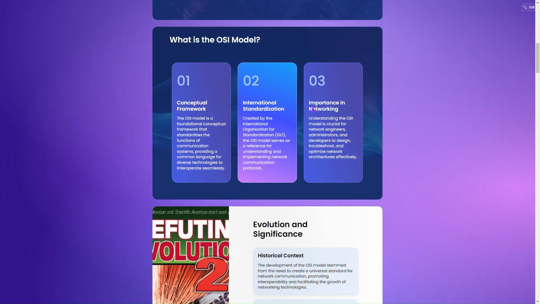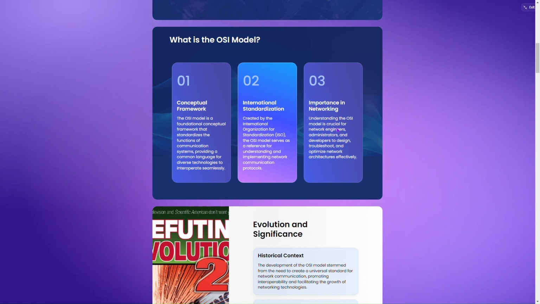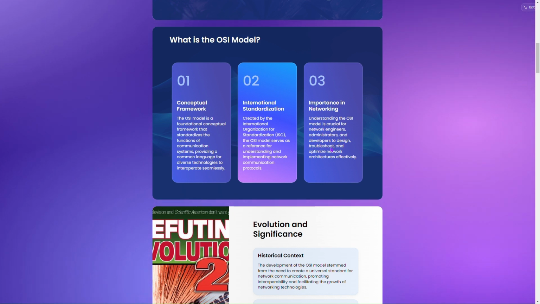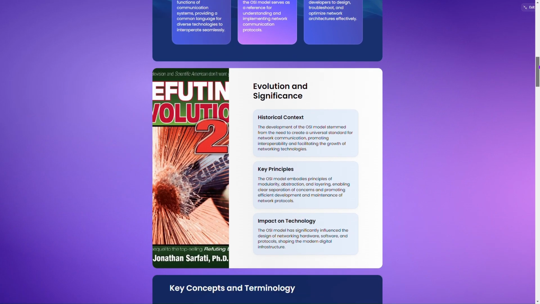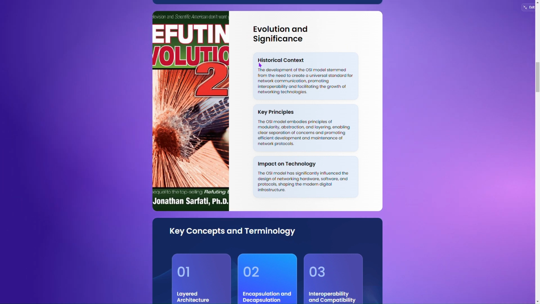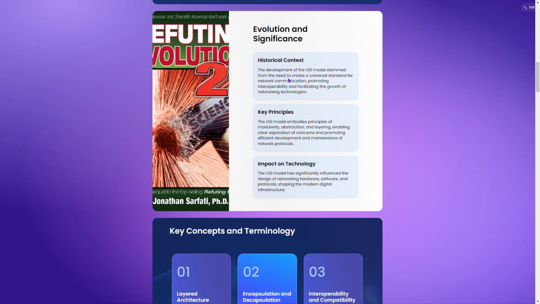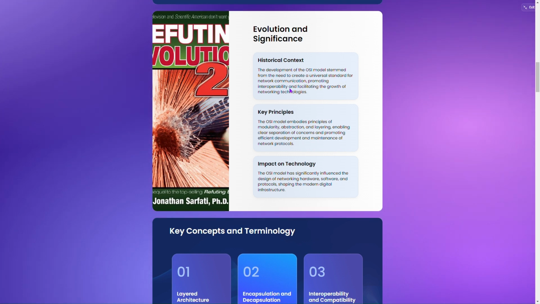3. Importance in networking. Understanding the OSI model is crucial for network engineers, administrators, and developers to design, troubleshoot, and optimize network architectures effectively. Evolution and significance. Historical context. The development of the OSI model stemmed from the need to create a universal standard for network communication, promoting interoperability and facilitating the growth of networking technologies.